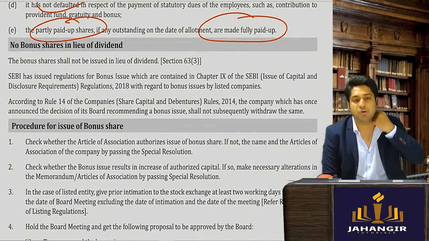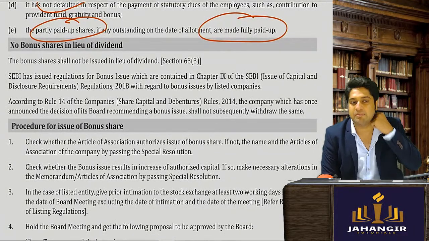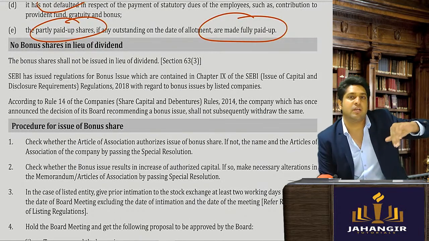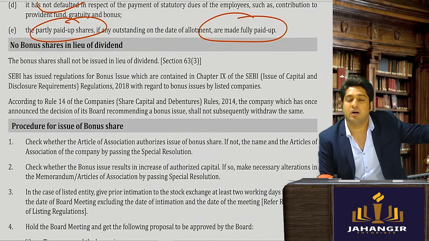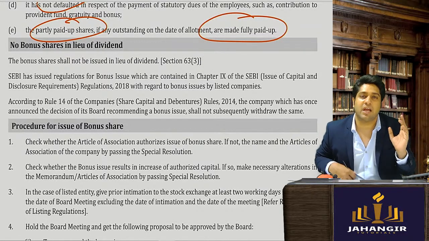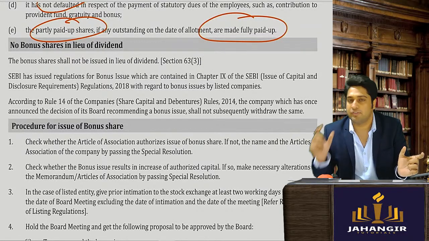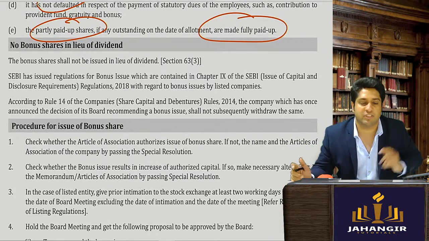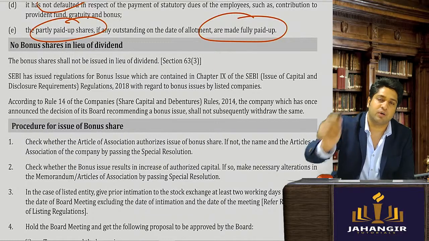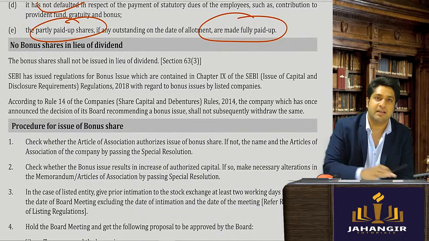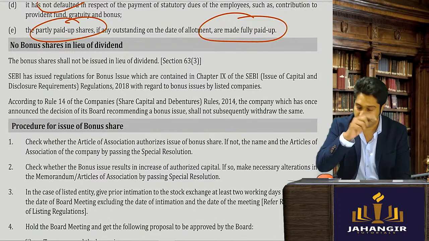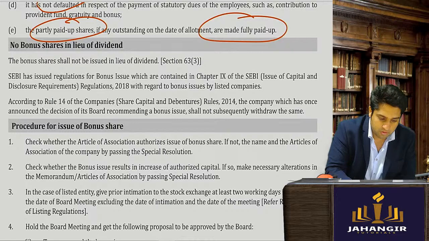No bonus shares in lieu of dividend. Many times they ask in the exam that the directors had issued bonus shares, now they want to give dividend, or the directors had declared dividend and now want to give bonus shares. So the answer is you cannot give bonus shares in lieu of dividend or dividend in lieu of bonus shares. For example, if I tell you I'm going to get you a car, then I can't give you a bike. So give what you've promised. If the company has promised bonus shares, they have to give bonus shares only.